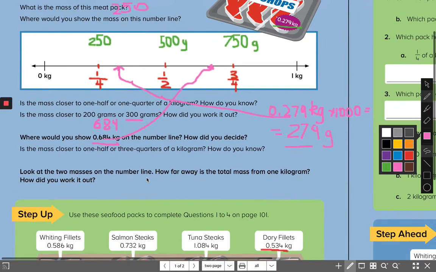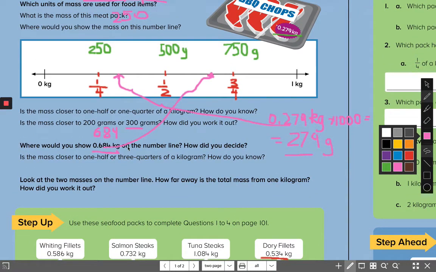Is the mass closer to 1/2 or 3/4 of a kilogram? How do you know? Well, I think it's going to be way closer to 3/4 of a kilogram, because 684 is closer to 750 rather than to 500.